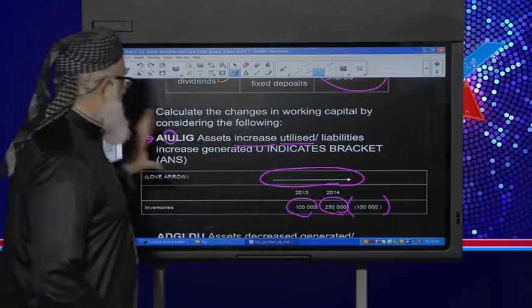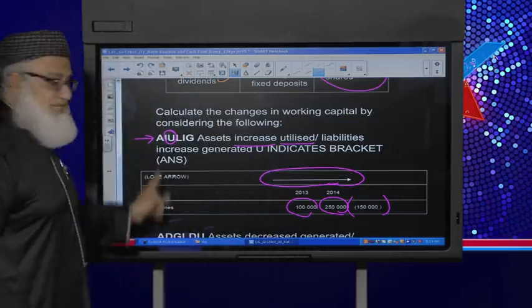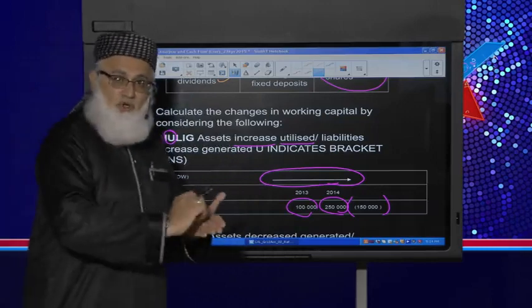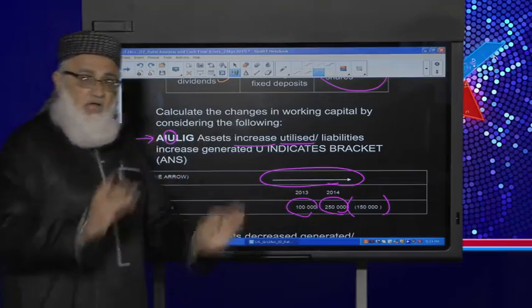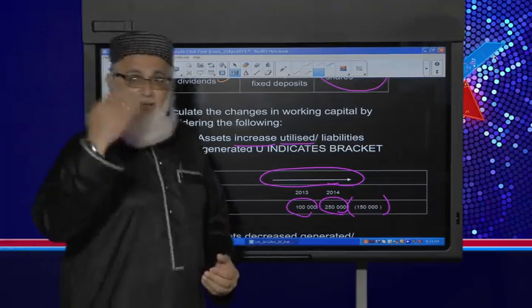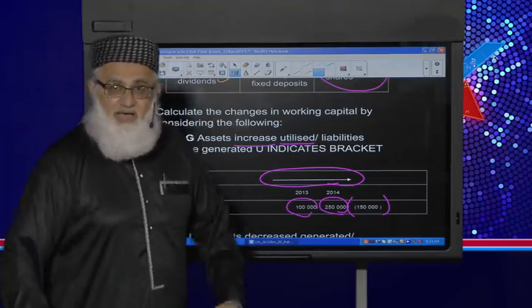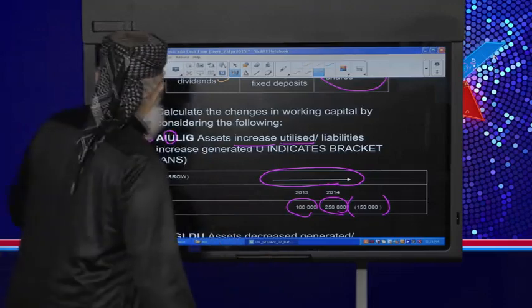So whenever you are doing your comparisons and you want to use this acronym, make sure you write it on your paper so you remember. When an asset increases in value, we are utilizing funds. And when a liability increases in value, we are generating funds. That's right. Okay.